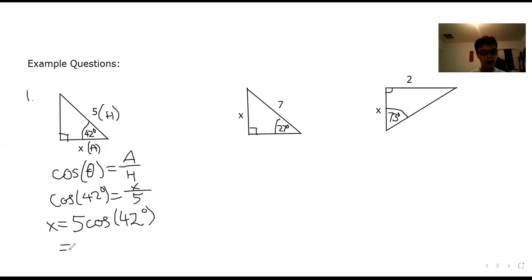And then plugging that into the calculator, we should get 5 cos 42 degrees. Rounding this off to 2 decimal places, we get about 3.72.